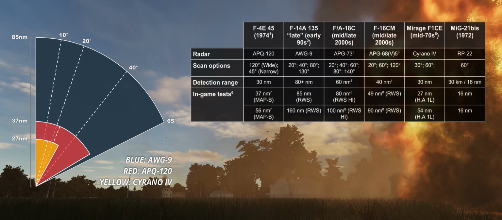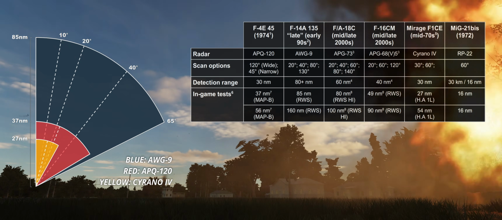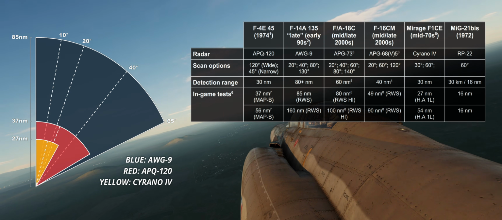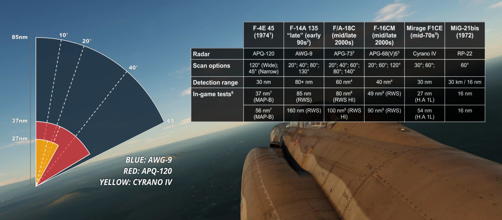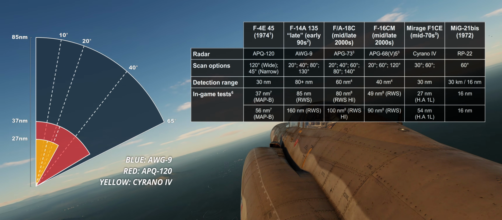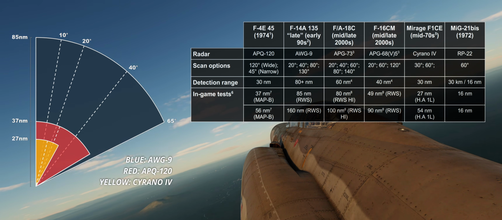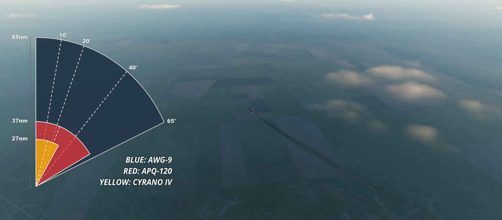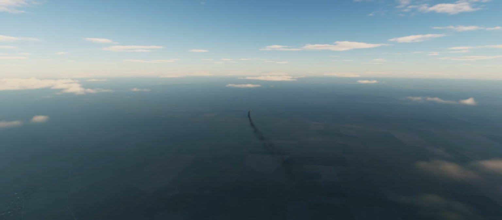Range-wise, instead, the differences are not only a consequence of the power output, but also greatly depend on the radar mode in use. For instance, the OG9 can detect a contact at circa 60 nautical miles in pulse search, but the range doubles in pulse Doppler search. Besides the Tomcat, the F-4E is in line with other aircraft of the 70s currently available in DCS.